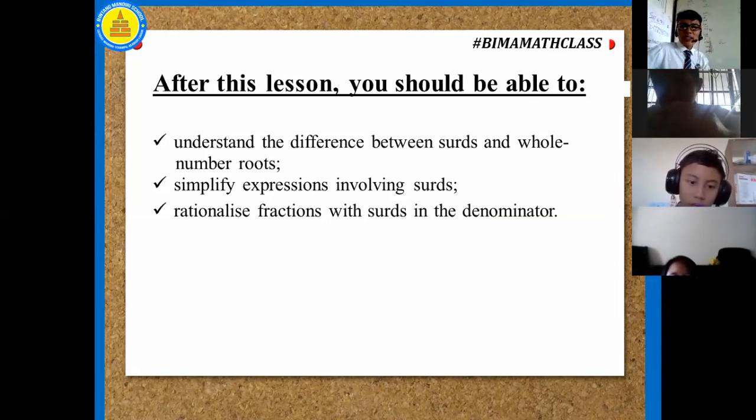Number three, okay, what is this? Rationalize fractions with surds in the denominator. Okay, do you ever hear the word rationalize? What is the meaning? Rasionalkan. Okay, very good. To make sense. Okay, very good. Next, we continue.